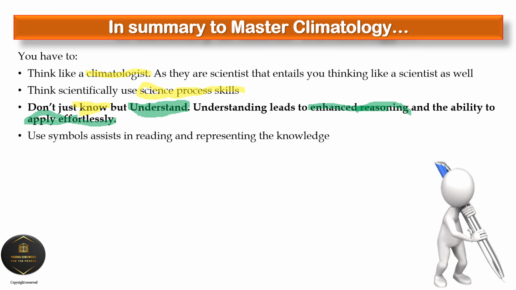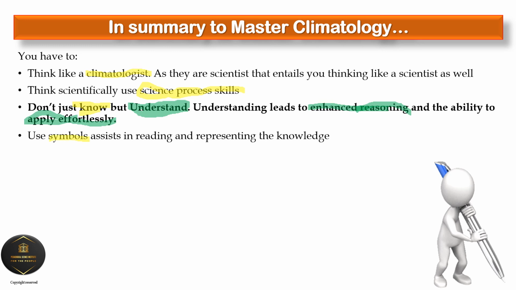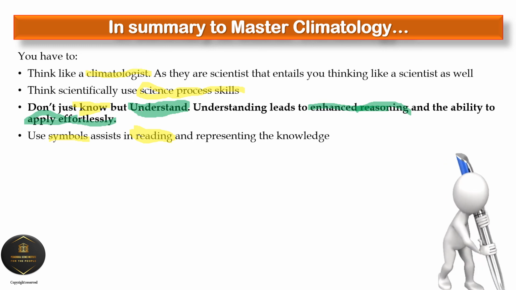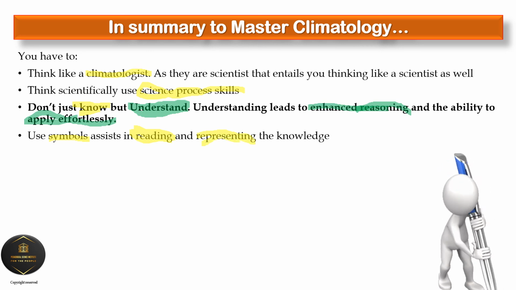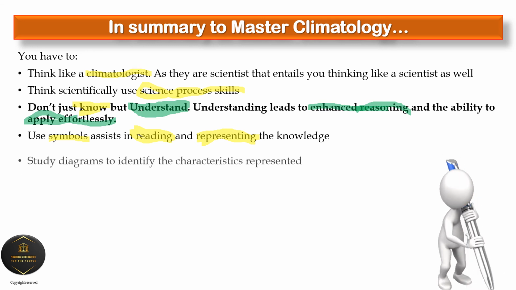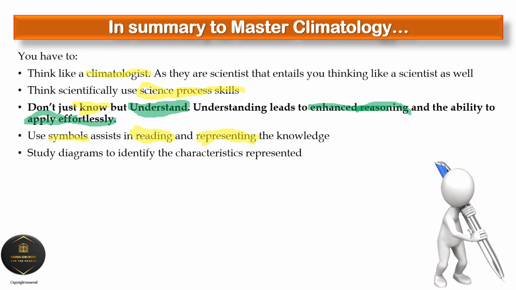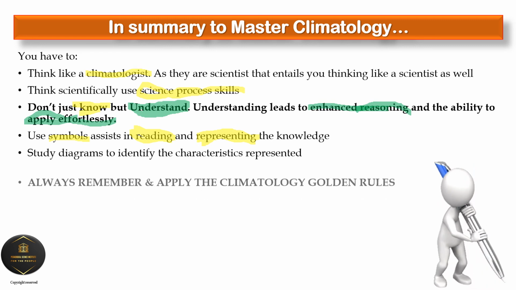So it's very important for you to do that, and always use your symbols, right? Because remember, your symbols assist you with reading the information. So when we give you a synoptic weather map, for you it should be like a book. You need to understand everything that goes on there. And when we ask you to represent the knowledge, you need to use the relevant symbols that we've taught you for that work. Now, you need to study diagrams to identify the characteristics represented. And remember, in the diagrams, we may use the symbols that we have said are very important for the section.